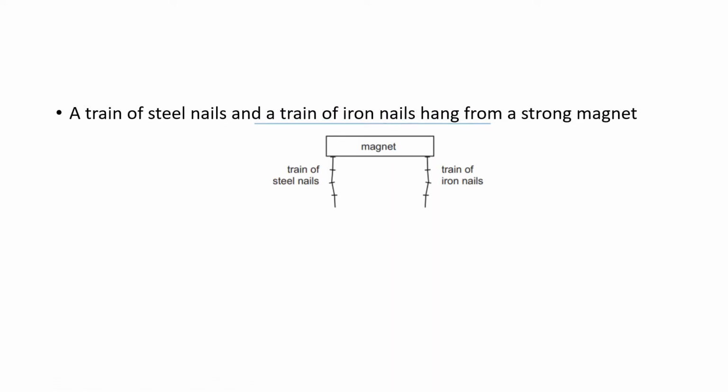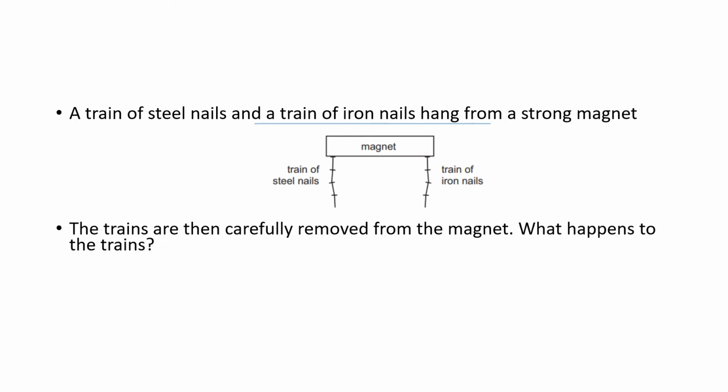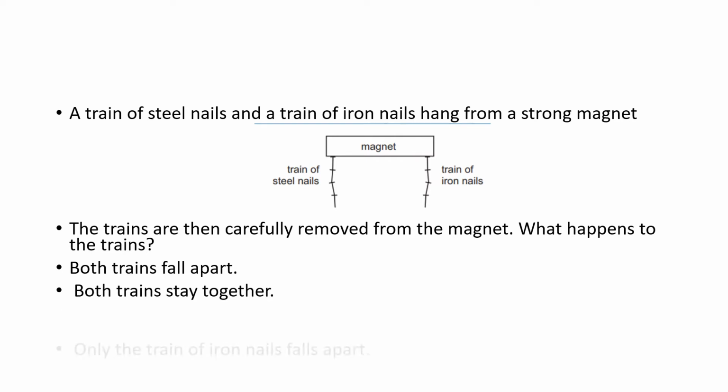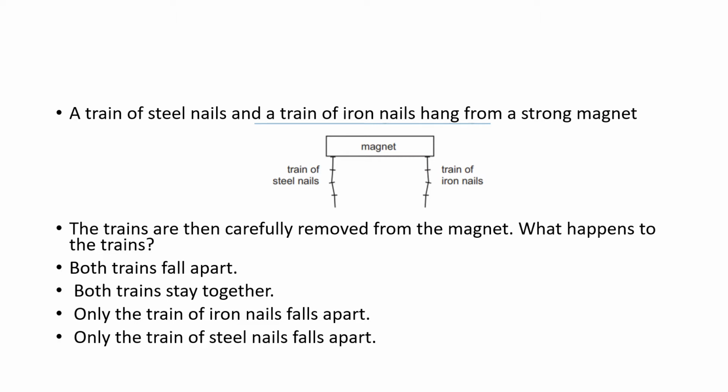The first question: a train of steel nails and a train of iron nails hang from a strong magnet. The trains are then carefully removed from the magnet. What happens to the trains? The options are: both trains fall apart, both trains stay together, only the train of iron nails falls apart, only the train of steel nails falls apart.